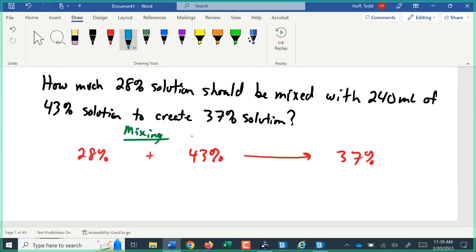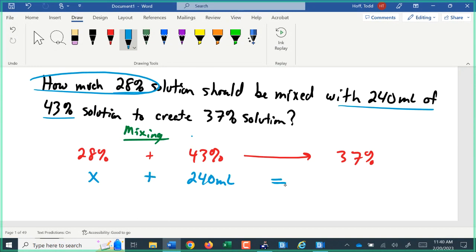Now we need to know how much of each of these. So of the 28%, we're trying to find how much. So that's our X, what we're trying to find. Should be mixed with 240 milliliters of 43%. So that's 240 milliliters. Now remember, one of our things that is constant in these situations is the total volume of solution. So if I add those together, that has to equal the total volume of the 37% solution. So the volume of the 37% is just X plus 240.